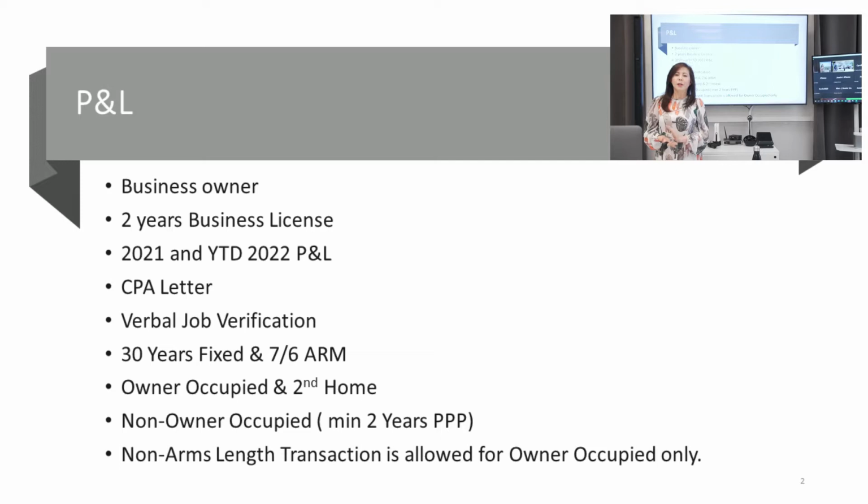Okay? So the last item is non-arm's length transaction. Non-arm's length transaction. Anyone remember what it means? It means the seller and the buyer have a relationship. For example, the son buys a house from the dad, the dad is the seller, and the son is the buyer. Or a sister sells a home to a brother, or friends sell to friends. It's still a relationship. Any relationship transaction is called a non-arm's length transaction.